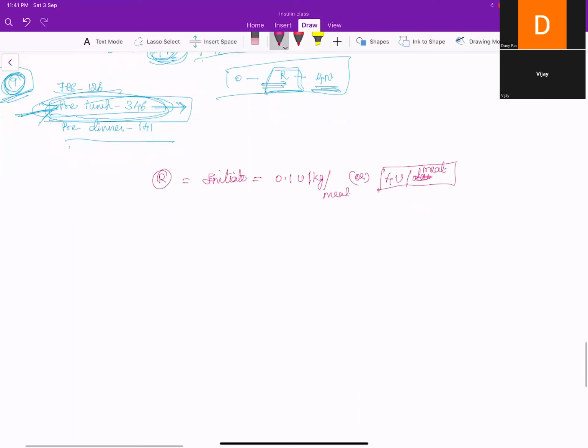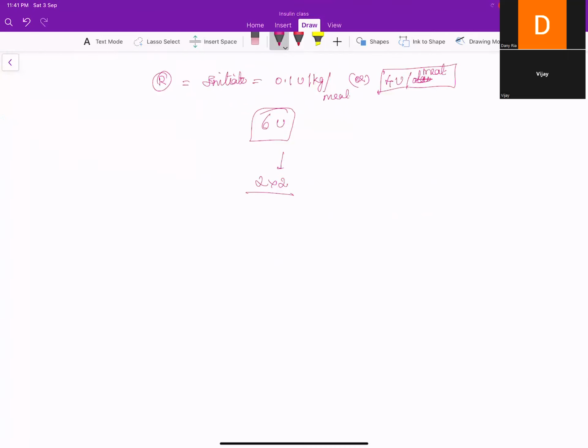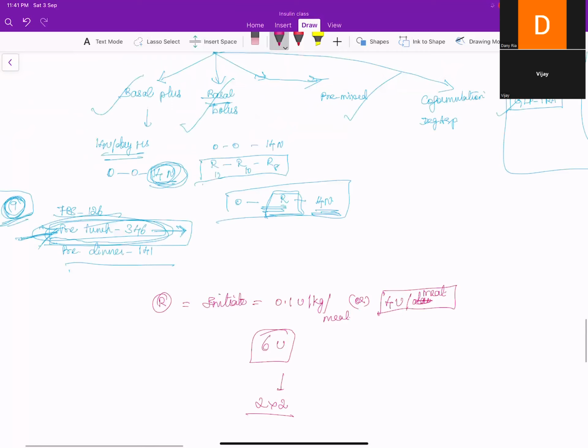So again, for a 50 kg or 60 kg person, the one bolus we can add. The same titration only, 2 by 2. Every 2 days, you have to see the sugar value. If it is not under control, you have to increase by 2 units. The same titration. So basal plus basal bolus.